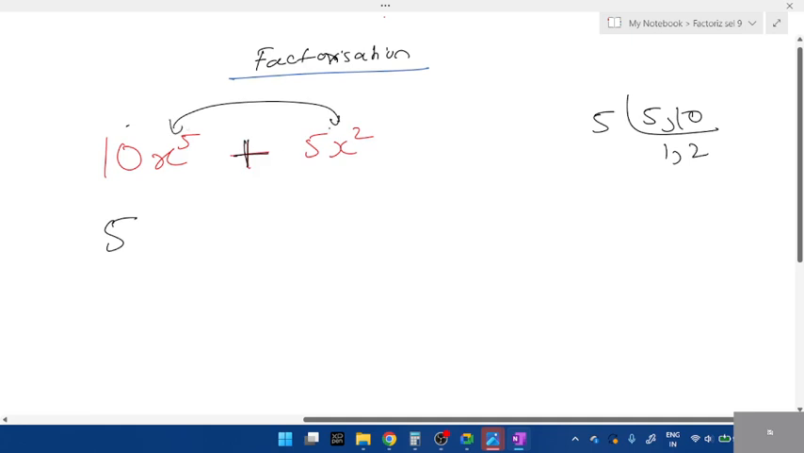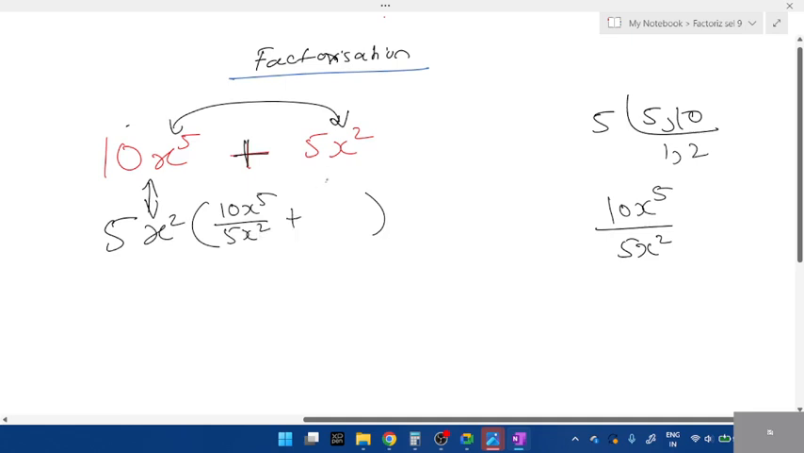For alphabet, x square. Take the least degree, x square. Now, to find the remainder, divide this. See, let me take it like this: 10x to the power of 5 divided by 5x square. Or you can even write inside the bracket like this. Plus, take 5x square divided by 5x square. 5 ones are 5, twos are, what is 5 minus 2? 3. And here if both are the same, it gets cancelled, right? Plus 1.